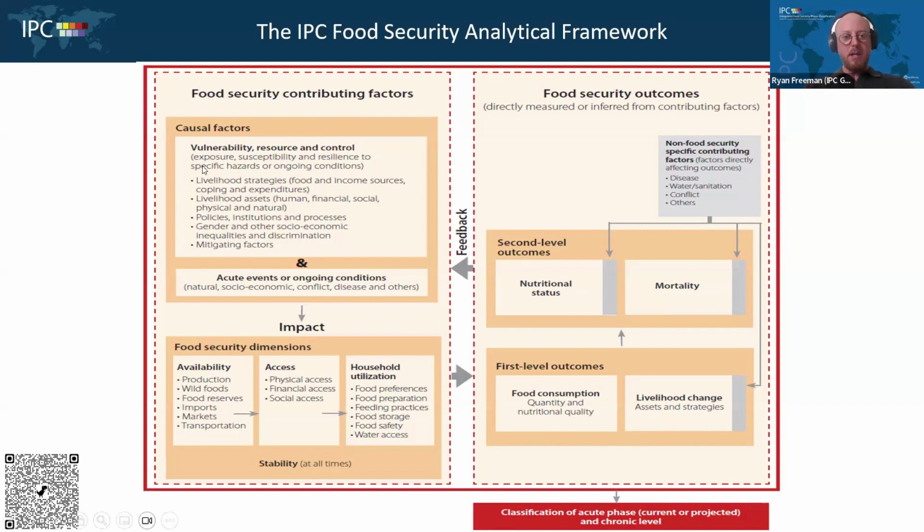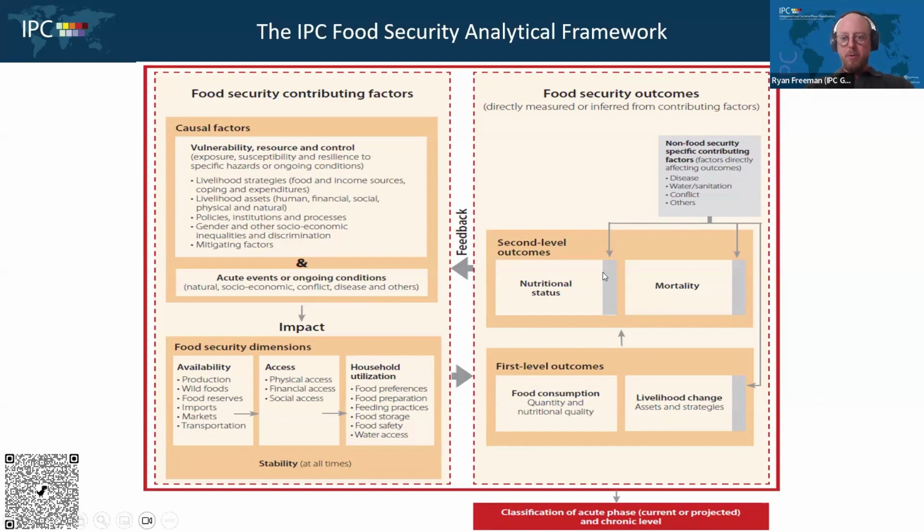talked about a context, an environment, a particular area of a country. We've talked about what's happened in terms of a recent shock or ongoing conditions. We've talked about the impact, and we've broken it down into the different food security pillars. Now we're moving to the right side of the analytical framework, and these are what we call the first level outcomes on the bottom right. These are food consumption and livelihood change.